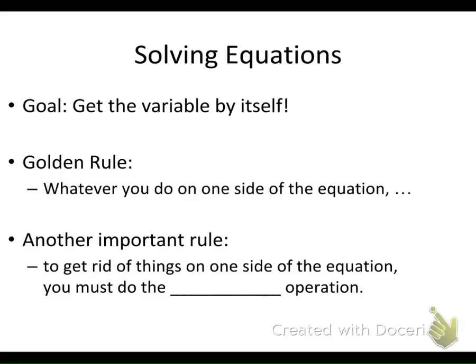When solving two-step equations, or any type of equations, there are three important rules. The first rule is to get the variable by itself. That's our main goal. We always want to get that variable by itself. The golden rule is whatever you do to one side of the equation, you must do to the other.